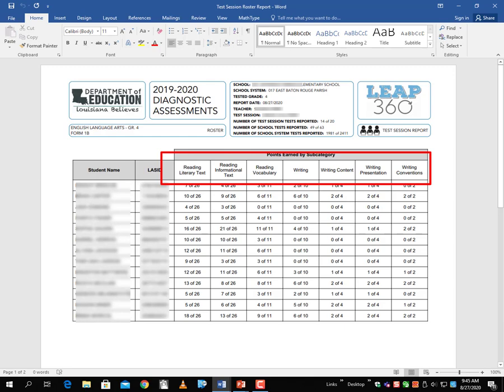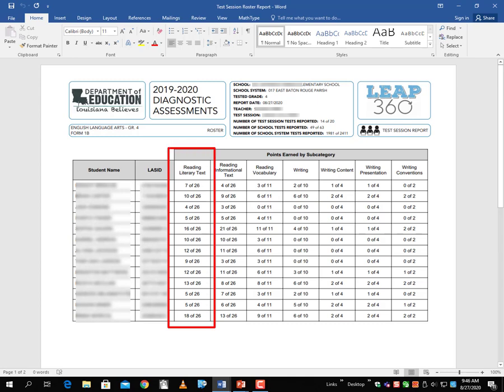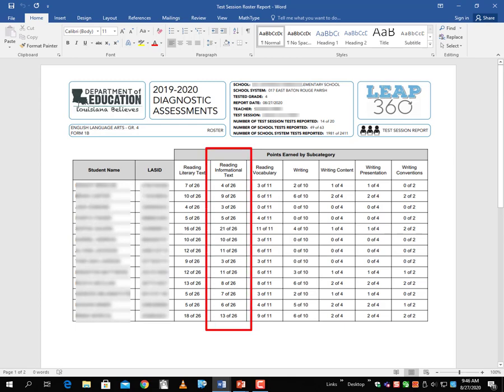And then for each of those subcategories, you're told out of 26 points for reading literary text, how many points did each of those students get? For reading informational text, out of 26 points, how many did each of those students get? And then the same thing for reading vocabulary, same thing for writing, written content, written presentation, and writing conventions.